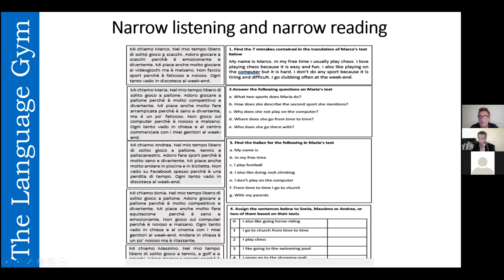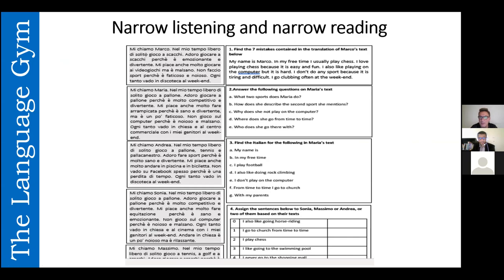And the idea is that you're flooding your input because it's the same text five times over with just a few changes here and there. And the changes are there for a reason. You want to teach a pattern, usually I play, can be I usually play chess, I usually play football, I usually play football and tennis. So you are repeating the same pattern. This and repetition, we know, is pivotal for learning.